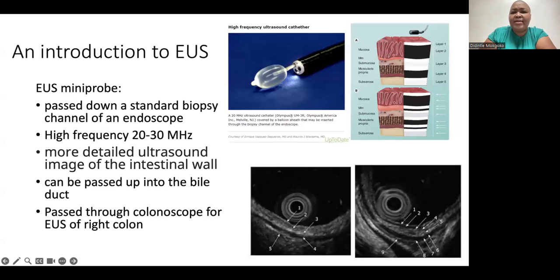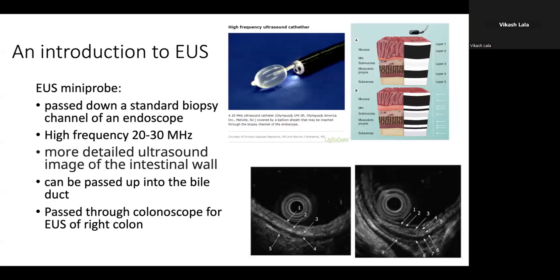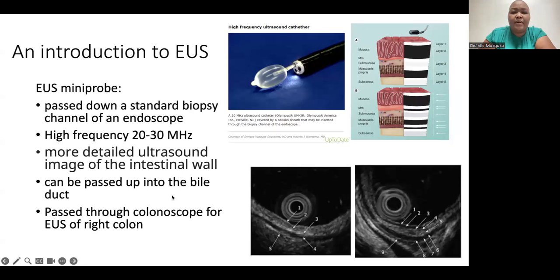Are you able to see my pointer, by the way, Sandy? No, we can't see your pointer. You can't see my pointer. Okay, now I can see it. Yes, it's there. You see it now.